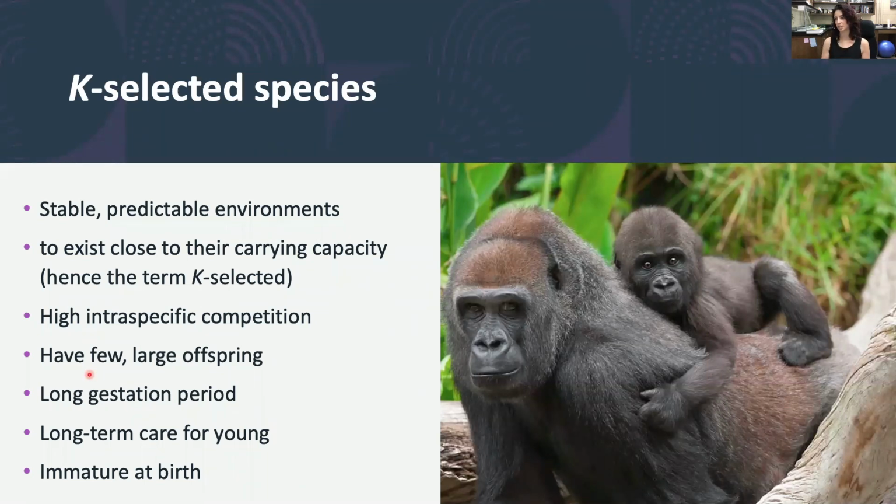Within K-selected species, we are within a stable, predictable environment. No rapid climate change, no habitat destruction or disruption. And so these species exist close to their carrying capacity, hence the term K-selected. They do have high intra-specific competition, so within the species, and they have few large offspring. They have a very long gestation period, meaning the mother is carrying the young inside of her for a long while. This is coupled with long-term care for the young because the young are immature at birth and they need a lot of care and protection and rearing.